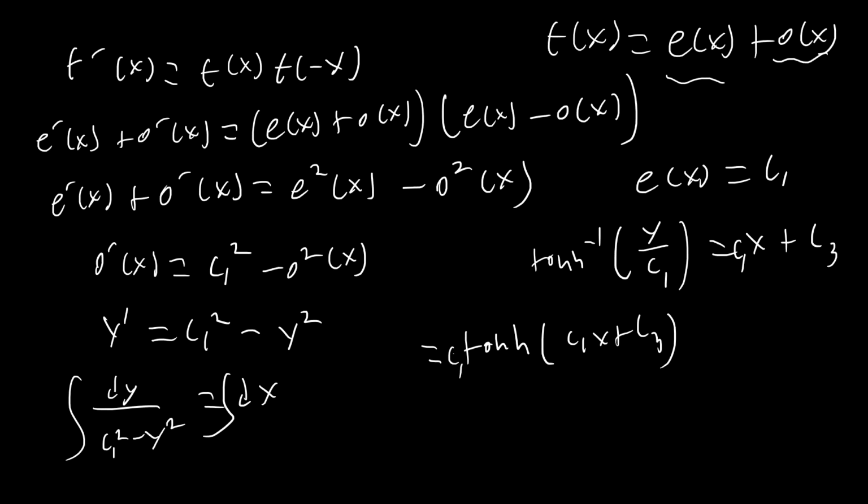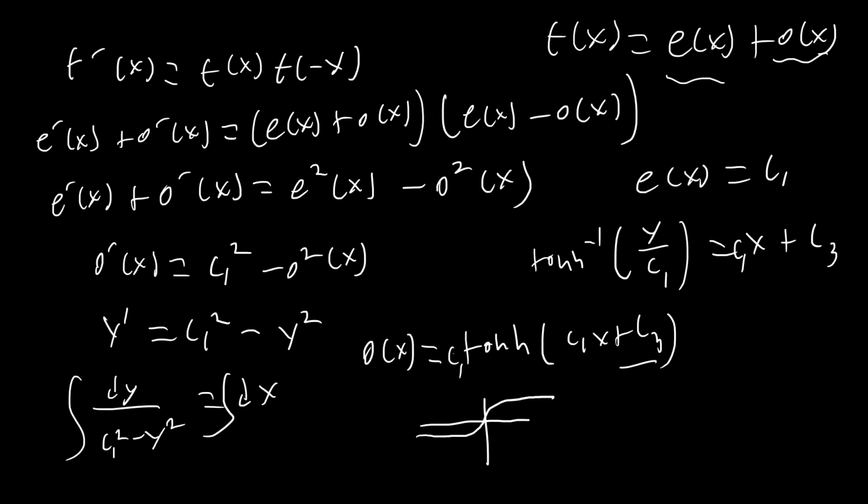So again, this y was equal to O of x originally. So now we have an expression for O of x. Something that I do want to note here, however, is we have this plus c3 here. If you're familiar with the hyperbolic tangent function, it is an odd function. And it looks essentially like inverse tangent actually, so it looks something like that.